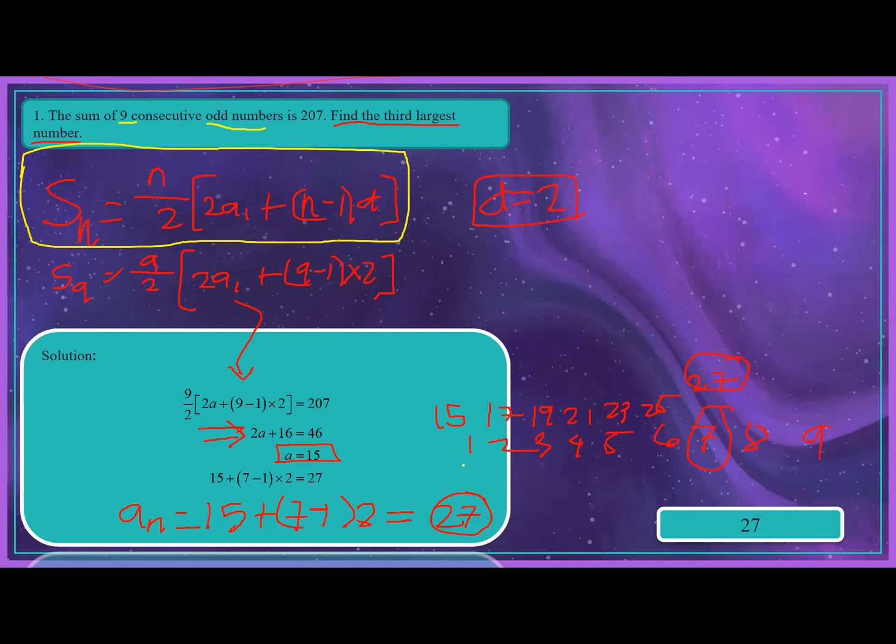Basically, if you have these 9 numbers, from 1 to 9, your first term is 15. Next, add 2 for that is 17 and so on. And your third largest would be 27. Okay.